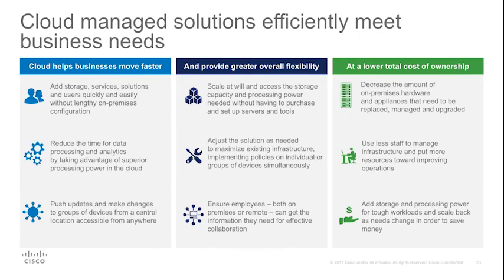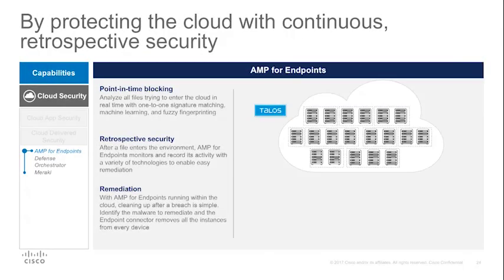To maximize their security efforts in the cloud, businesses can also take advantage of Cisco's cloud-managed security products. Even with the sophistication of Cisco's security solutions, some malware will get through. Companies need a plan B, retrospection. Cisco Advanced Malware Protection for Endpoints is the central component to Cisco's cloud security story.